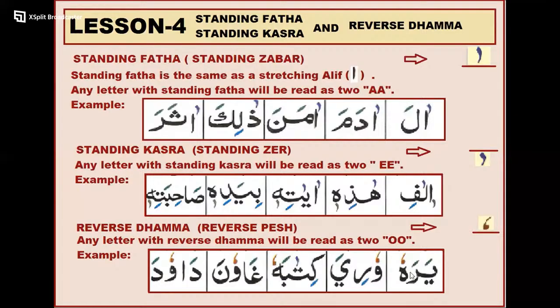Let's have a look at an example. Yara, ha has reverse dhamma, so ha reverse dhamma, hoo. Yara, hoo. Waw has reverse dhamma, so waw makes the sound woo. Woo, riya. Woo, riya. Here, ha has reverse dhamma, so it makes the sound hoo. Kitabahu.